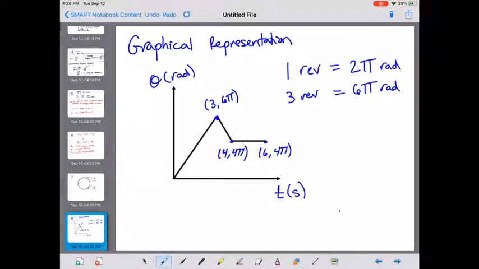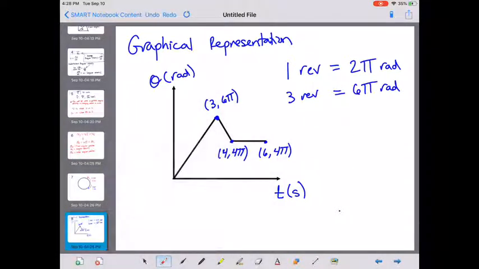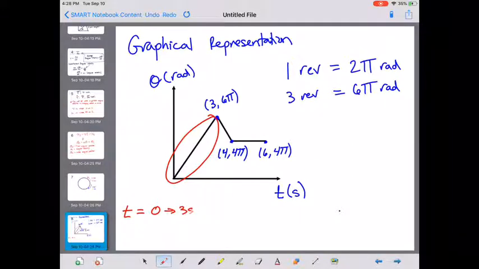All right? So looking at this, what this first section of motion tells me, meaning this section right here, is that in 3 seconds, I rotated 3 times. Okay? So we can calculate this, and we can say from time equal to 0 to 3 seconds, I want to calculate my angular velocity.